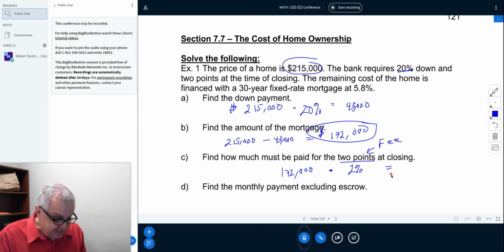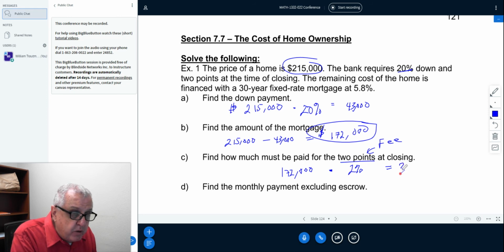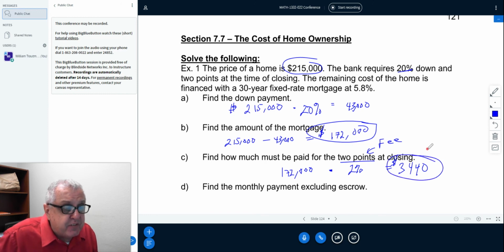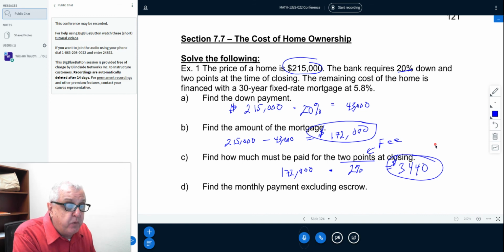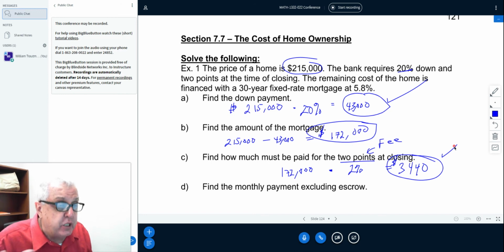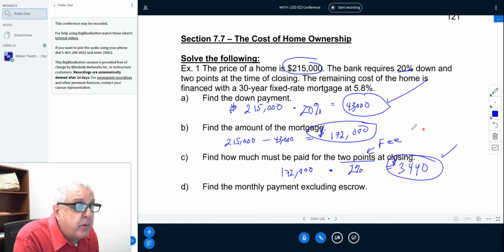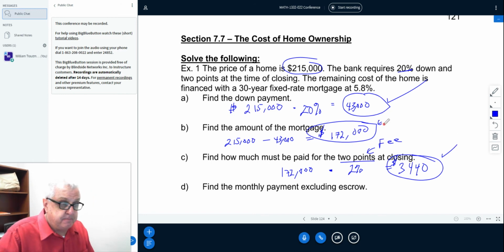So $172,000 times 2%. In order for them to do the paperwork on your loan and loan you the money, you have to give them an extra $3,440. So you're giving them $43,000 down, and then you're going to give them $3,440 for the loan. You still owe $172,000.